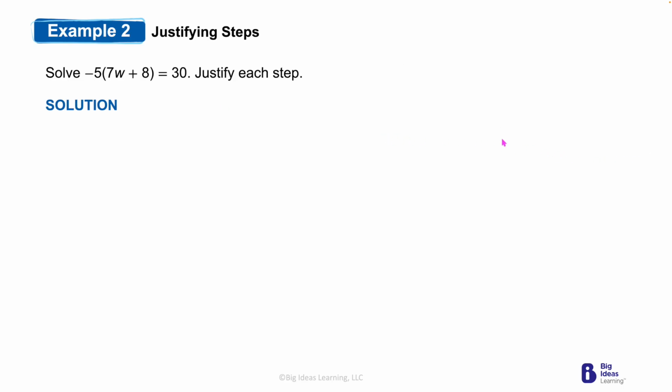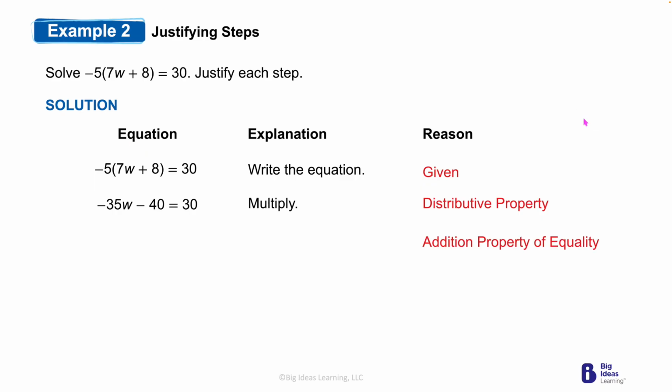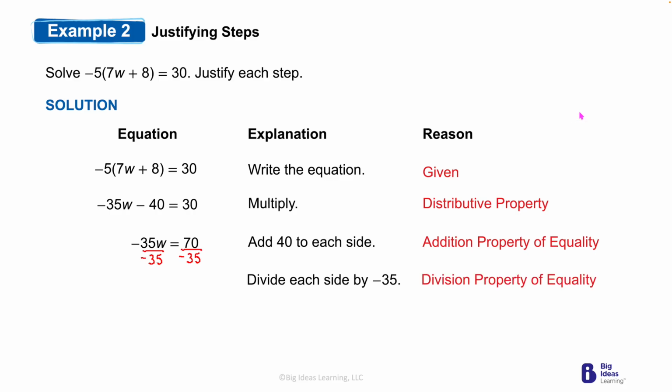So same idea. Your given is the equation. Now you're going to distribute, and you get negative 35w minus 40 equals 30. Now I'm going to use the addition property of equality. We're going to add 40 to each side. And then we're going to divide and get w equals negative 2.